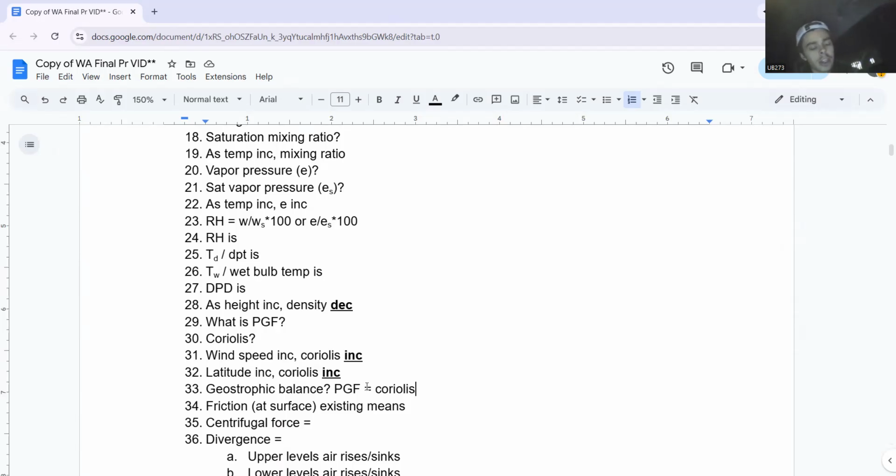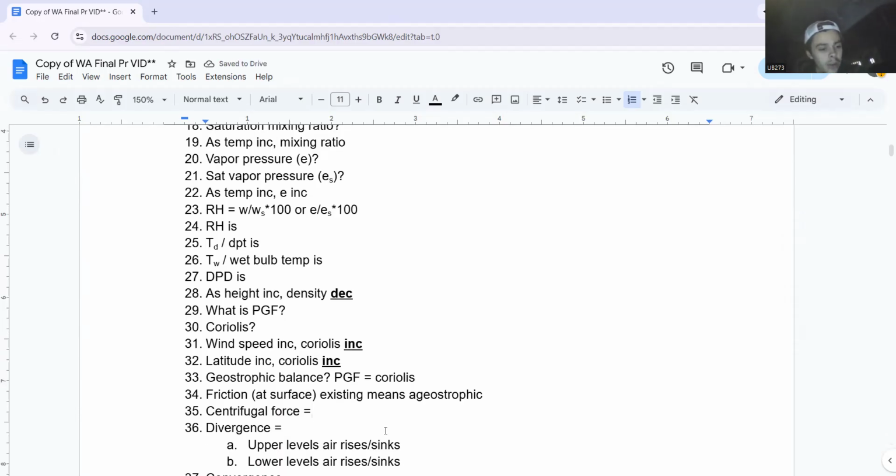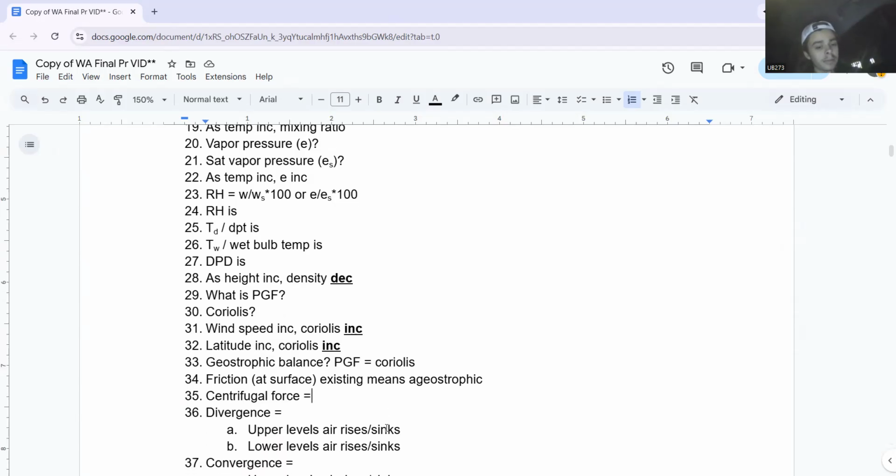Now, if there is friction at play, such as near the surface, that is going to mean that there's ageostrophic flow, and it's not exactly balanced, so it's ageostrophic. If you remember my cheesy video. The centrifugal force can come into play, which is a force that points towards the outside of a curve, which is going to cause some deflection. Talk more about that later.